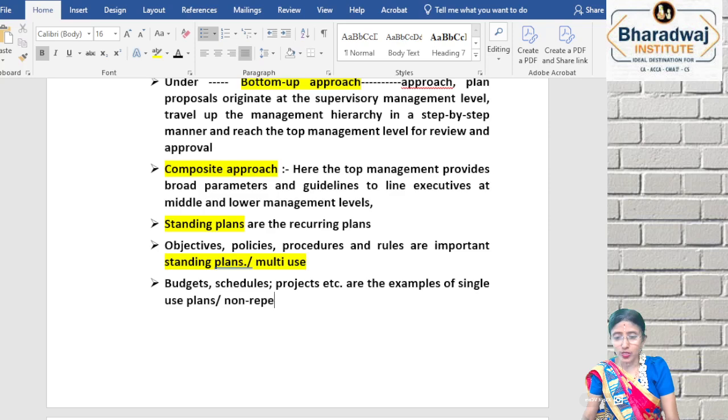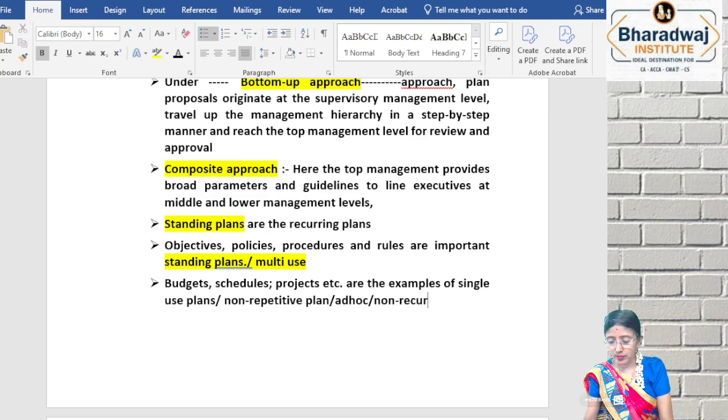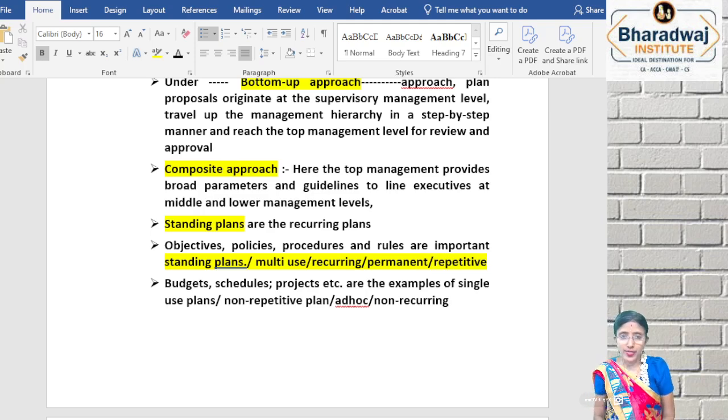Non-repetitive. I can't put this to repetitive use. Non-repetitive plan. Ad hoc plan. Ad hoc means temporary. Non-recurring. Look at the names. Standing. This is standing. Multi-use. Recurring. Permanent. Okay. Repetitive. Do you understand that?